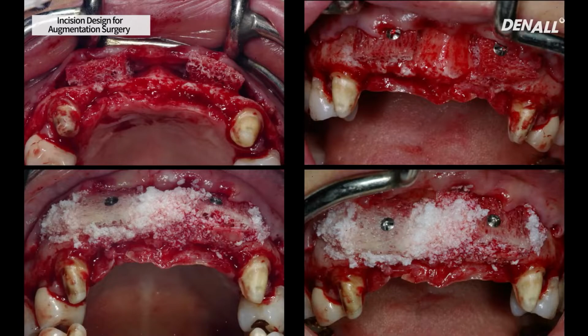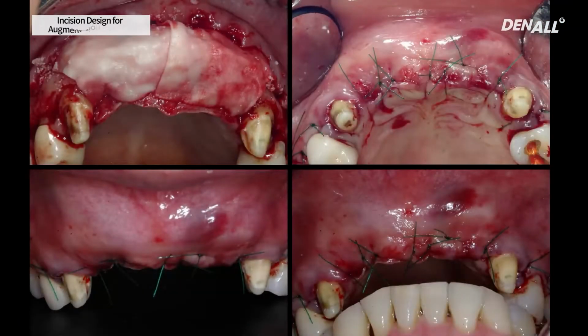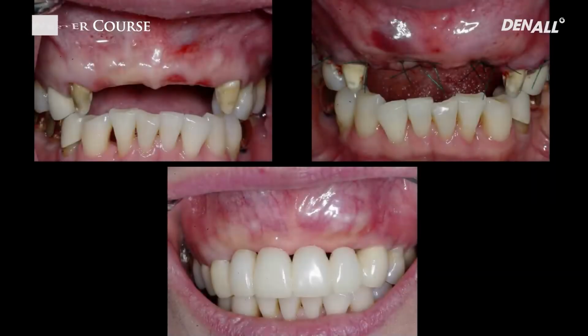So the horizontal augmentation surgery is done. Then a barrier membrane is used. Building a volume was not a problem. However, the problem lay in suturing. As you can see, the volume is quite large, and suturing would determine the success or failure of the surgery. So suturing is done very carefully.